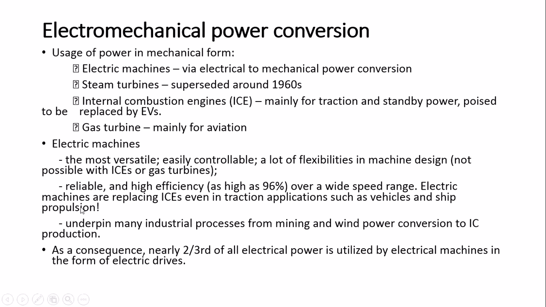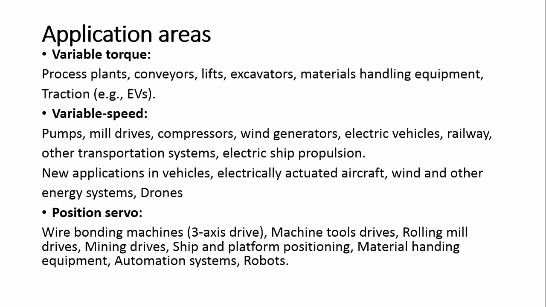The second point about electric machines is that they are reliable, with high efficiency, approximately 96% over a wide speed range. Electric machines are replacing the IC engine even in traction applications such as vehicles and ship propulsion. The third point is that electric machines underpin many industrial processes, from mining and wind power conversion to IC production. As a consequence, nearly two-thirds of electrical power is utilized by electrical machines in the form of electrical drives.